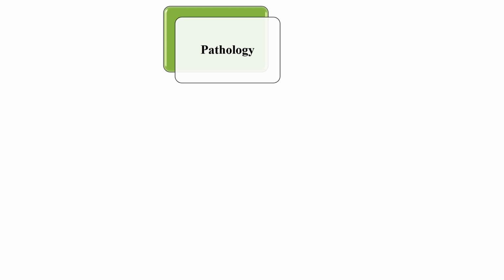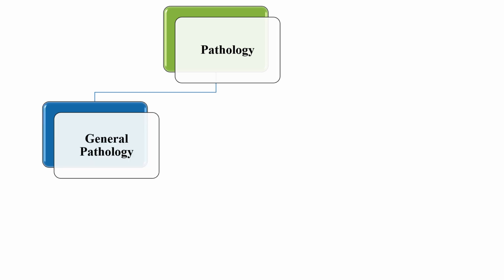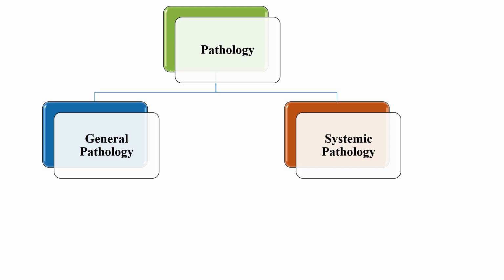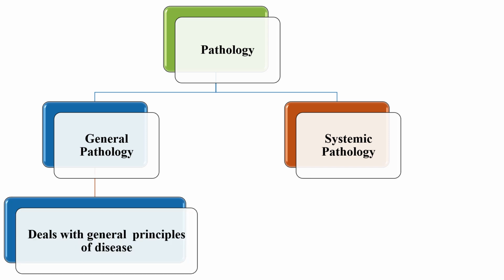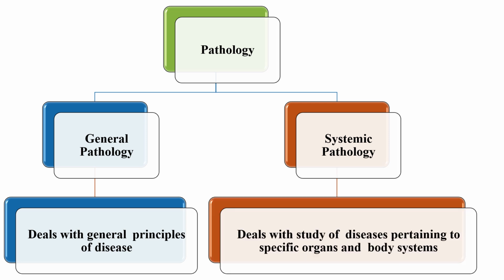Pathology in your textbooks is broadly divided into two parts. One is general pathology and the second is systemic pathology. General pathology deals with the general principles of the disease, whereas systemic pathology deals with the disease pertaining to specific organs and body systems.